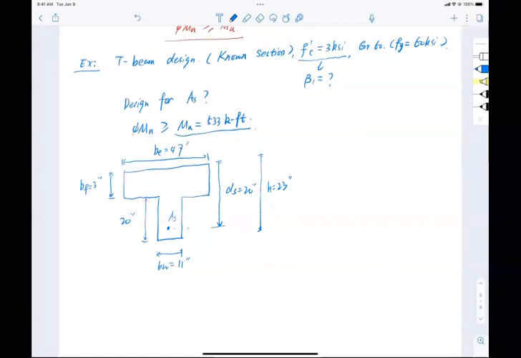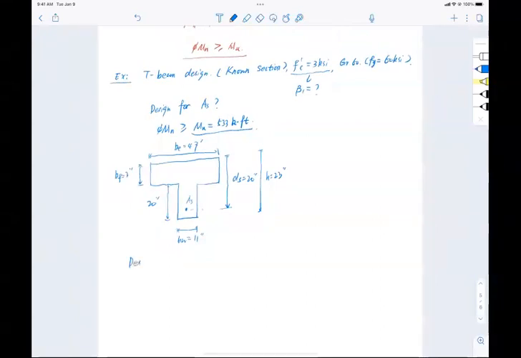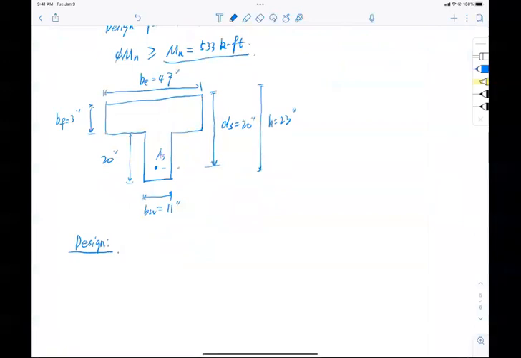So now for this design, what we're going to do is, first of all, design it, right? So design, step number 1, right? Step number 1, asking us, how much of total reinforcement needed? How much of total reinforcement needed?